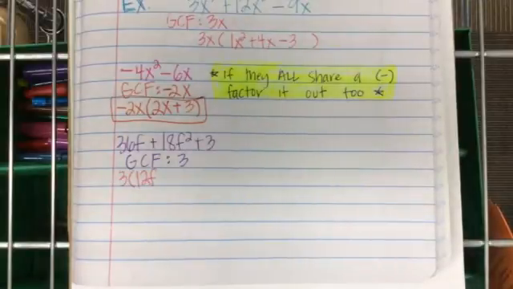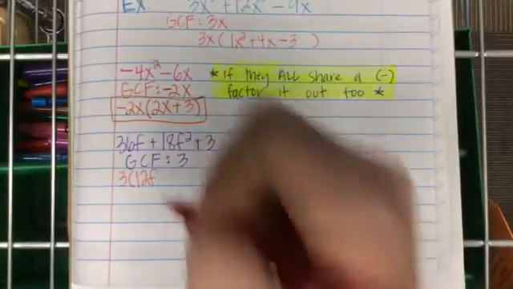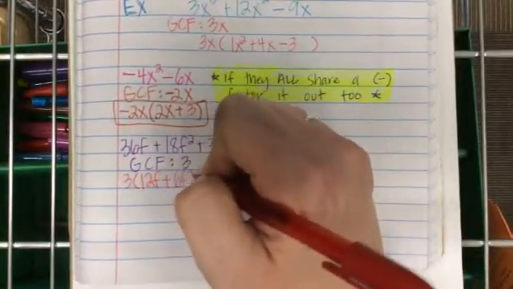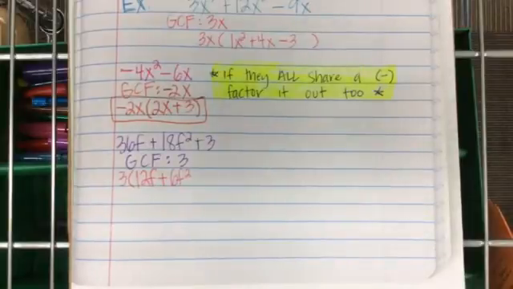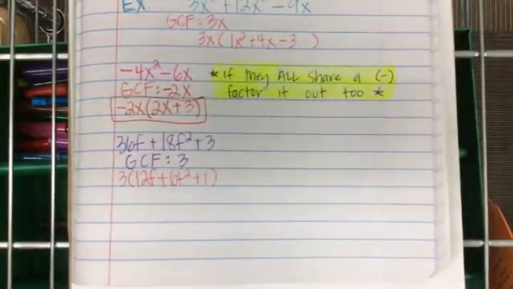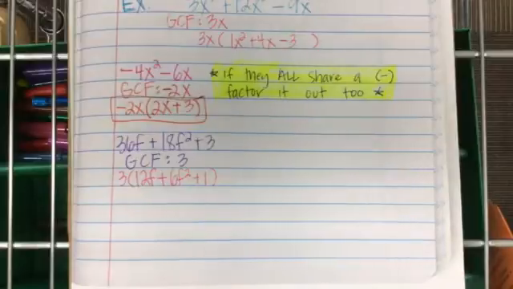What's 18f squared divided by 3? Positive 6f squared. And what's 3 divided by 3? 1. Zach made a good point. Zach, what's wrong with this?